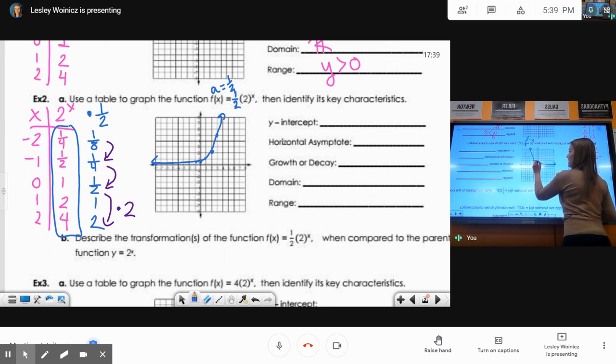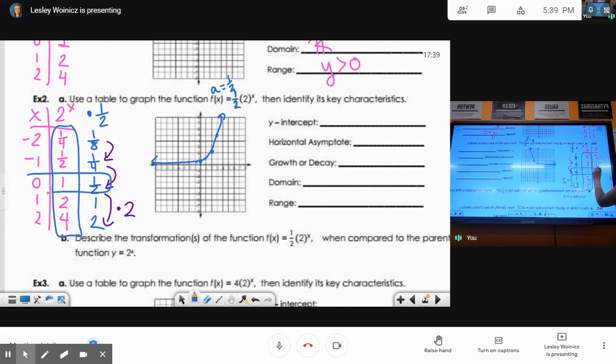So this point right here isn't at 0, 1 anymore. My y-intercept is at 0, 1 half. We got rid of the 1. It's 0, 1 half.